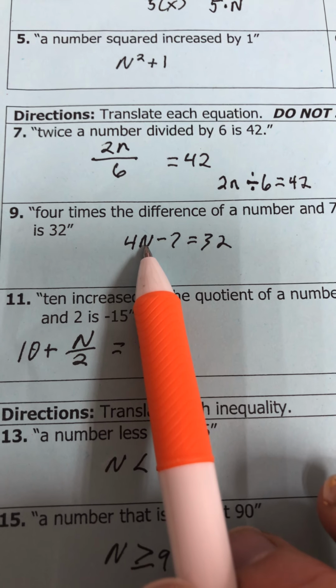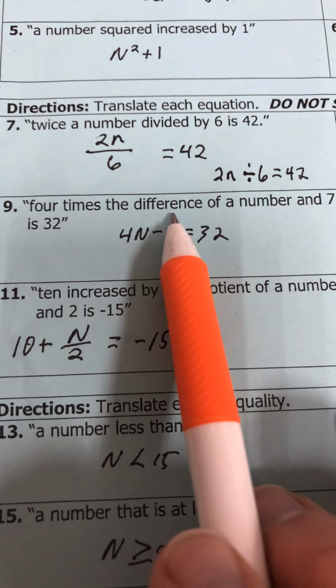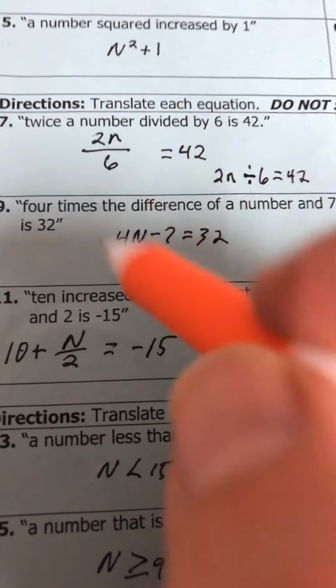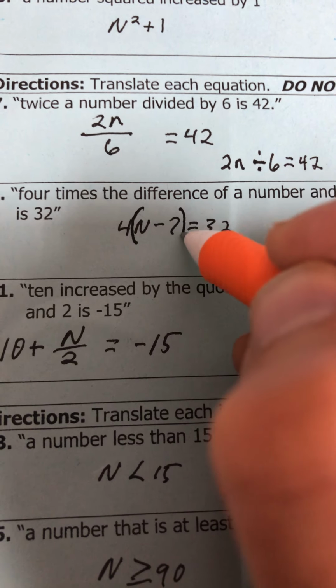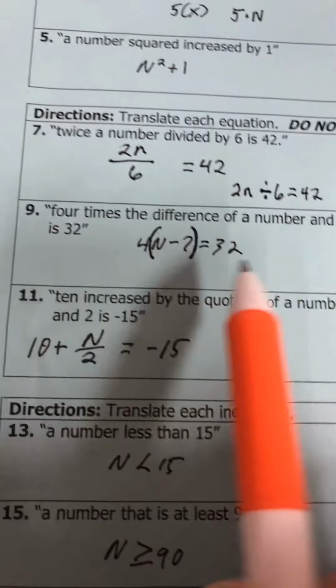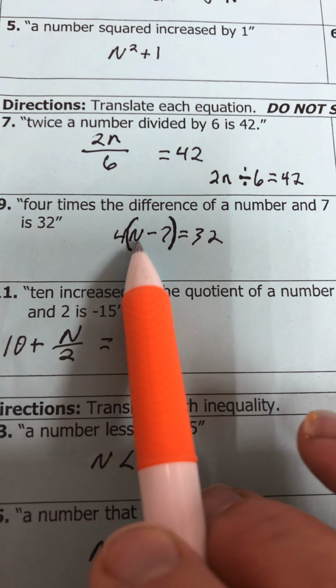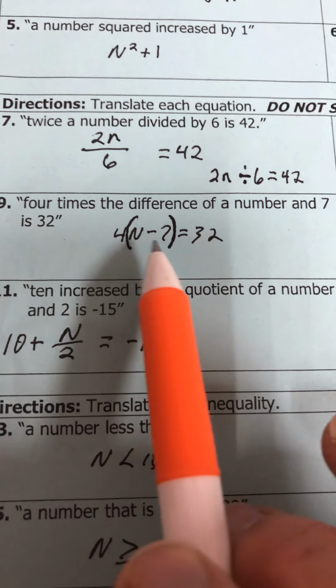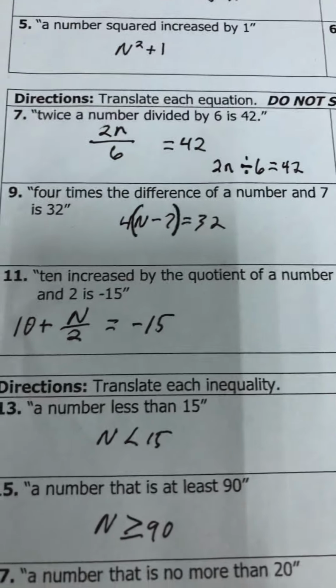I'm pausing because I'm looking at this one a little bit more. 4 times the difference of a number and 7. So yeah, actually, we really should put this into parentheses, okay? Because 4 times both of this, the difference of a number and 7, 4 times that. So put that in parentheses because you're going to want to use distributive property for that one, okay?